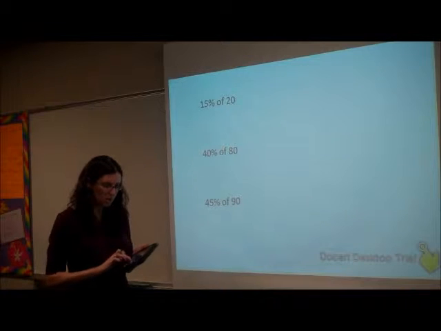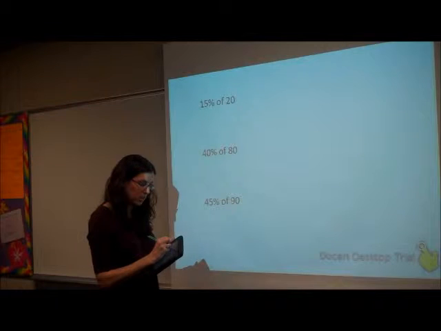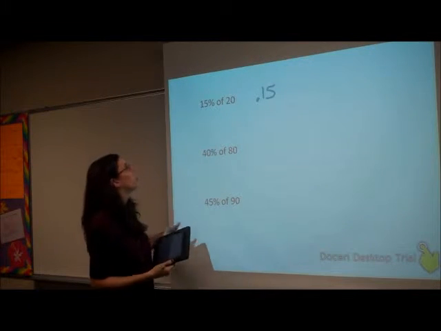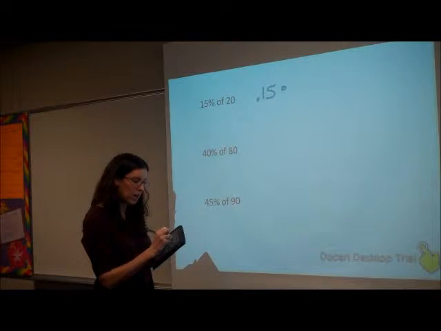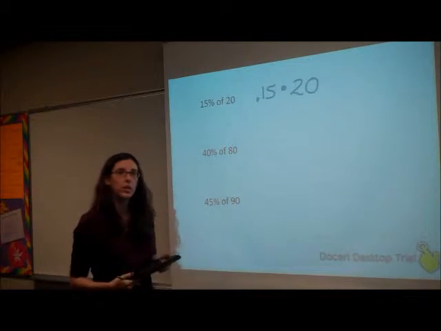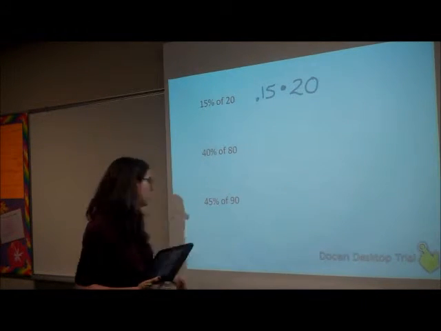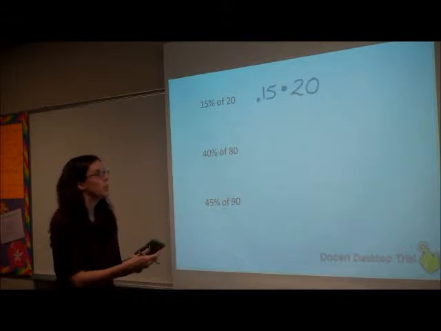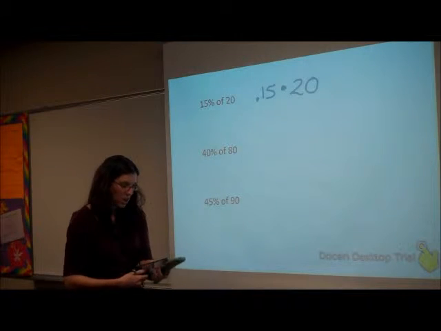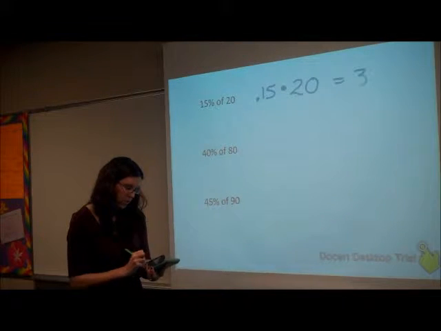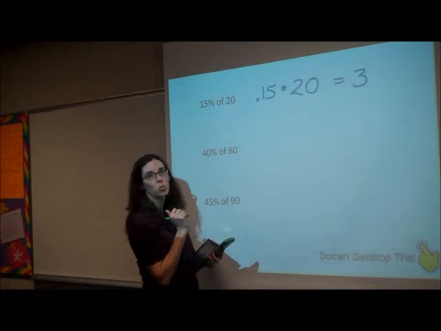So again, our first step is to change our percent to a decimal. That's where we divide it by 100 or just move our decimal. So 15% will be 0.15. Of means to multiply, and then I have 20. So to find 15% of 20, or a part of 20, I need to take 0.15 times 20. When I do that, I get 3.